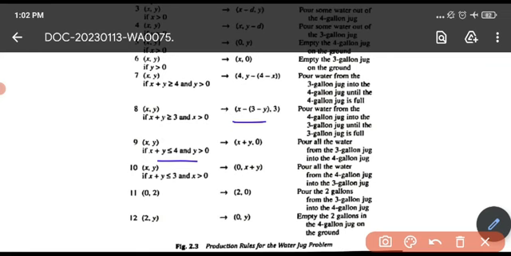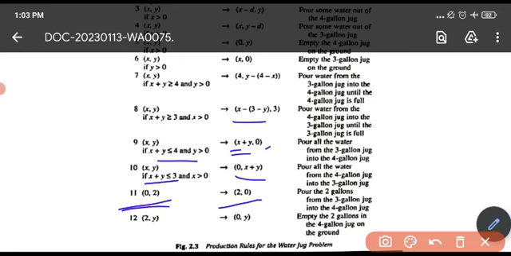If x plus y is less than or equal to 3, then we have to pour all the water from the 4 liter jug to the 3 liter jug. Then the equation will be 0 comma x plus y. So now, when you get the value 0 comma 2, we have to pour the 2 liter into the 4 liter, because that's the state, correct? So the final state will be 2 comma 0. Whenever you get 2 comma y, we are emptying the 2 gallon in the 4 gallon jug onto the ground. So this is just an overall production of what we can do.